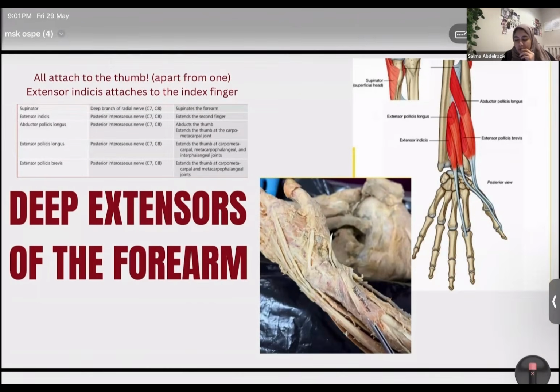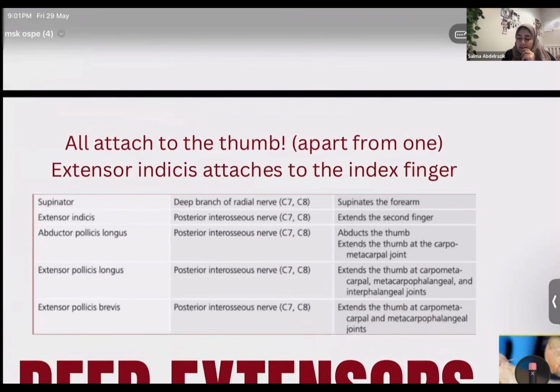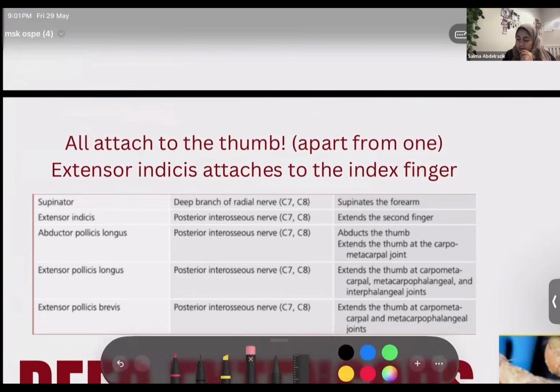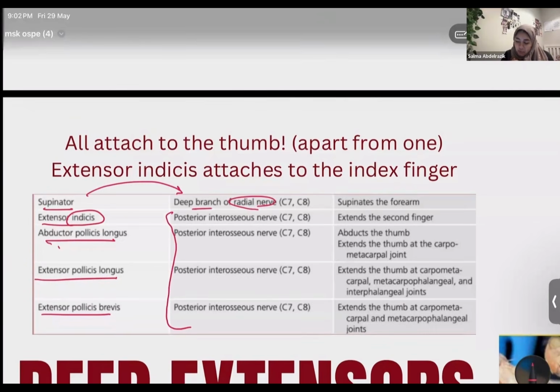Deep layer, as we have deep extensors of the forearm, we have these ones. All of them are attached to the thumb except the extensor indicis. Guys, bear with me on the pronunciation, I'm so sorry. We have supinator, extensor indicis, abductor pollicis longus, extensor pollicis longus, and extensor pollicis brevis. Most of them are by the posterior interosseous nerve, except the supinator, which is the deep branch of the radial nerve. It's a deep branch. Cool.